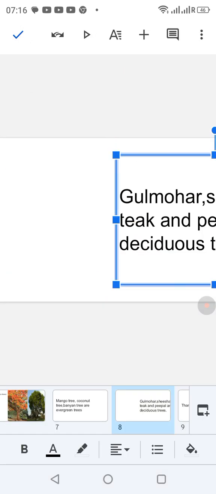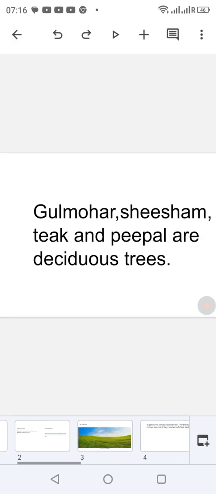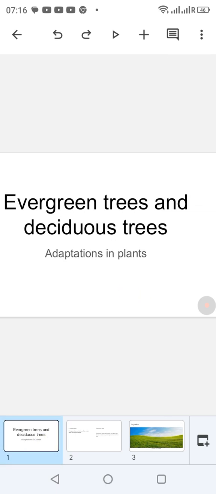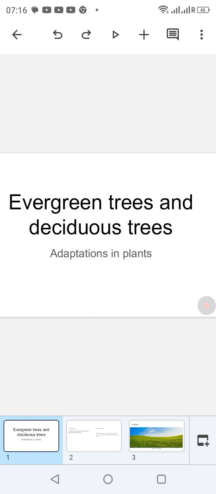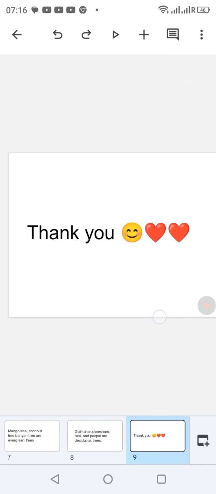So today we learned about evergreen trees and deciduous trees. Evergreen trees are the trees that remain green throughout the year. And deciduous trees are the trees that shed their leaves in the winter season. It is very simple, but you may be confused by these terms and that's why I took this topic as our lesson today. I think this topic is clear for you all.